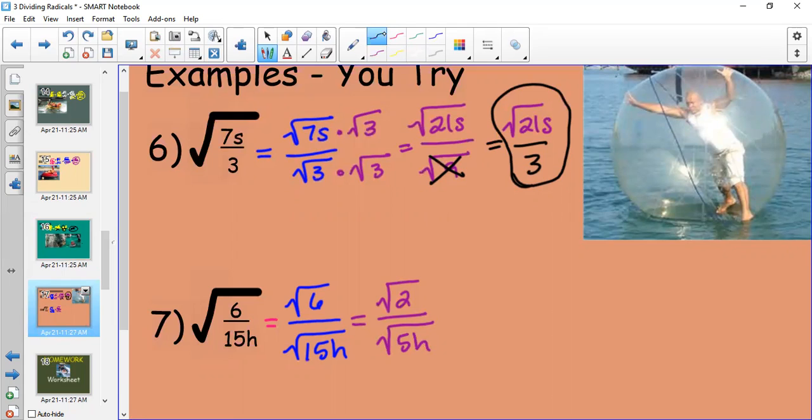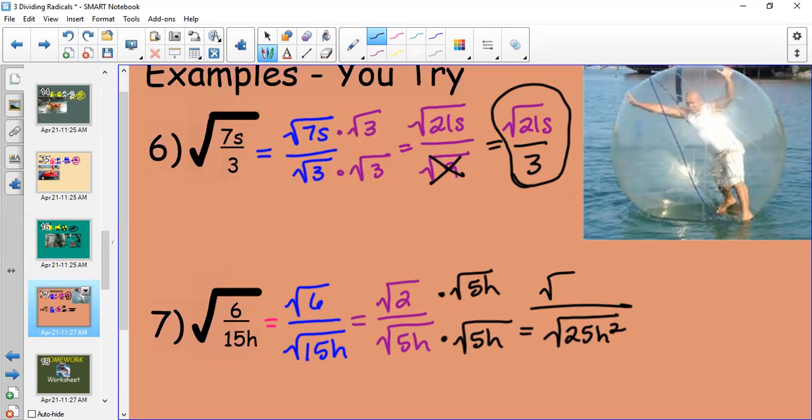All right, now I can't have a radical in the denominator, so I'm going to multiply by itself. That way I can make it a perfect square, which would be 25h squared. And whatever I do to the bottom, I need to do to the top. They are both inside. I can put those together. 2 times 5 is 10, so square root of 10h.